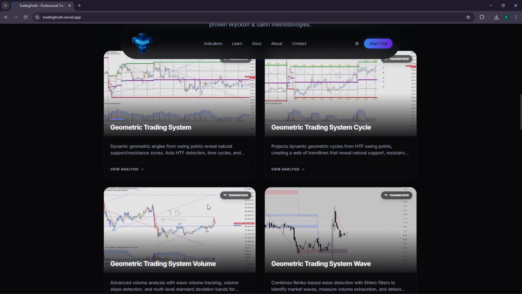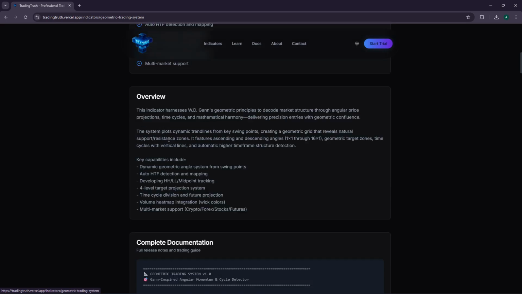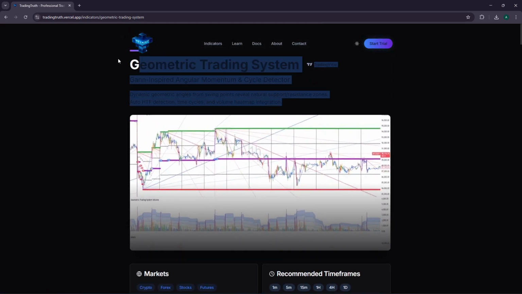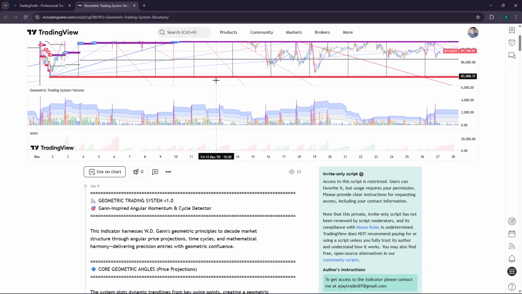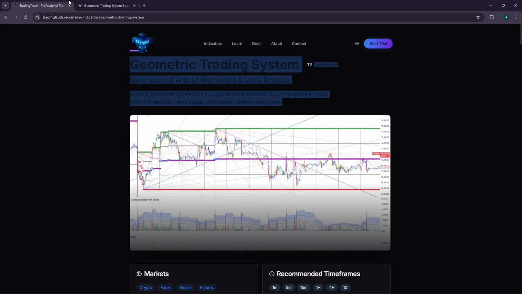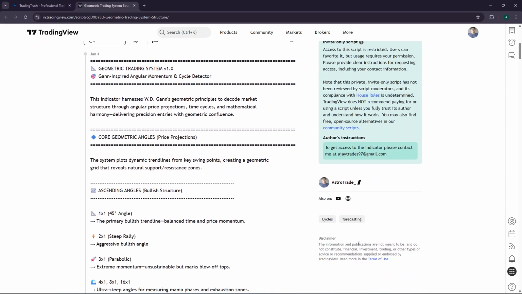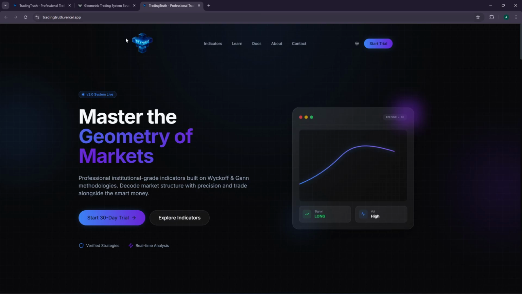and explore each indicator, how it works, and how you can use it. You can also go to the description of the indicator. And yeah, so when you click on this website, it will actually take you to this.